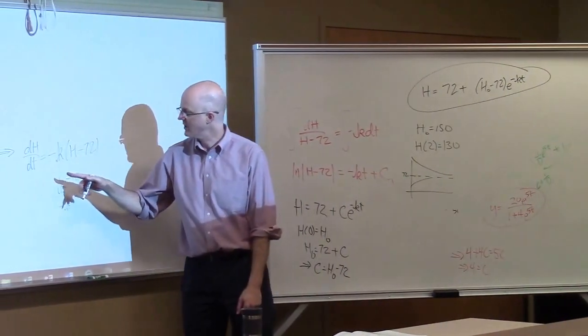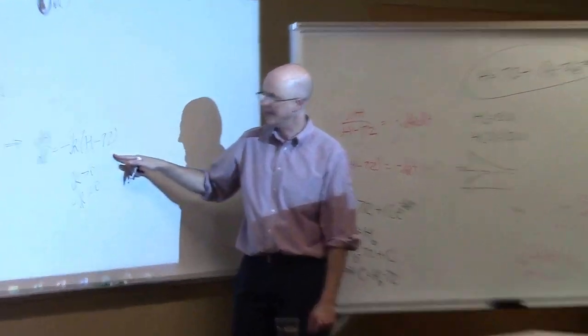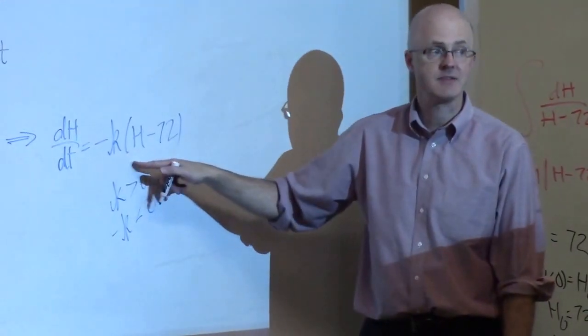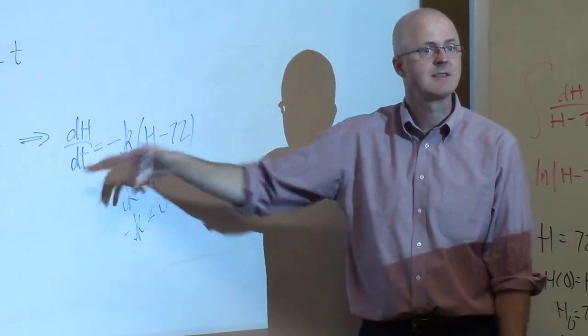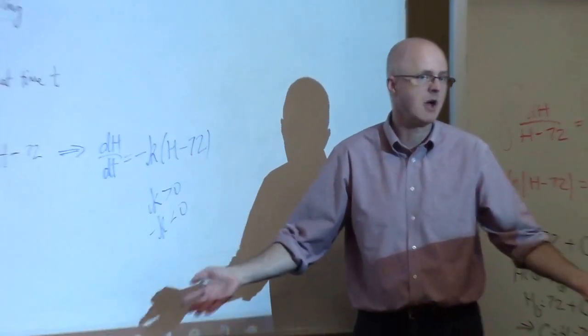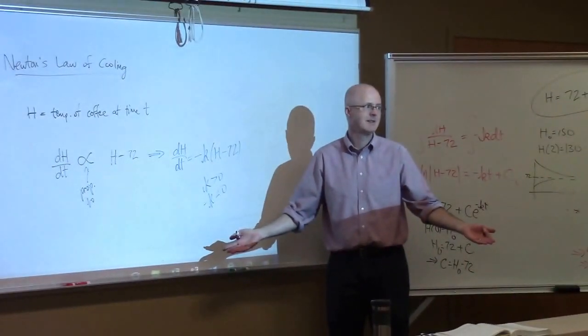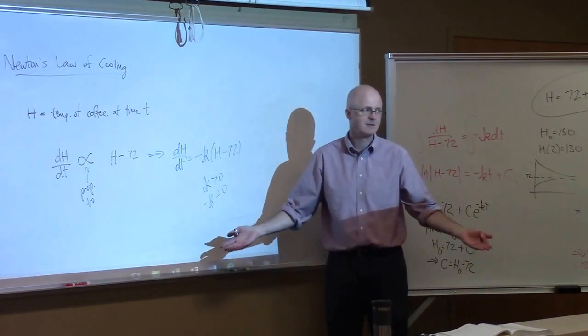If h starts out lower than 72, this is going to be negative. Times a negative is a positive. dH/dt will be positive. The same equation works, and you could call it Newton's law of heating in that situation. It really is the exact same equation, the exact same model.